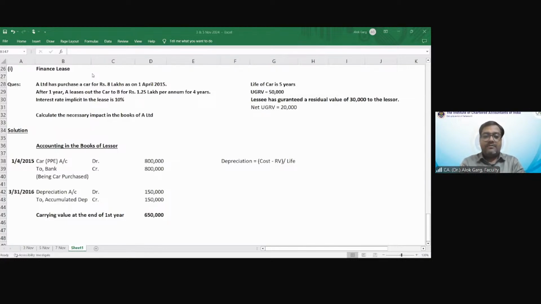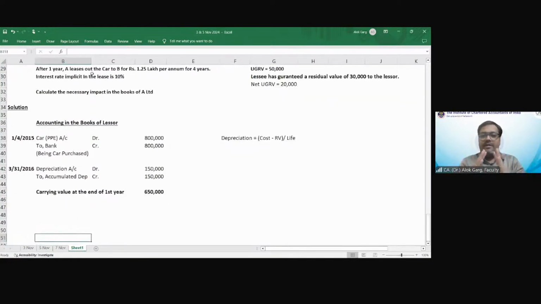Now the lessor decided to lease out this asset. Now this entity becomes a lessor. Till the first year, this entity was using the car for its own purpose. Now the entity is leasing out this car. So what is the classification in the books of the lessor? What is the classification of the lease? Operating or finance? Finance lease. Classification of lease is finance lease.